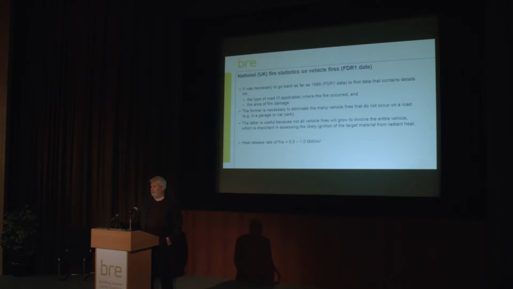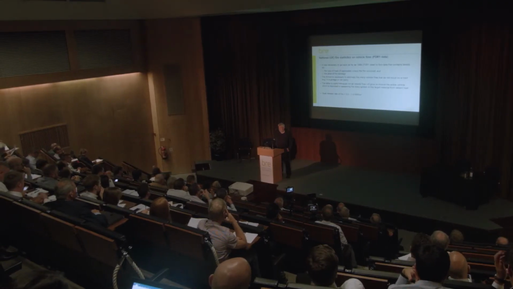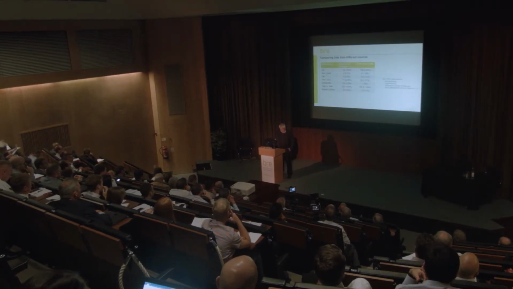So we're looking then at the FDR1 fire stats, and we're also looking at the area of fire damage, which we can then relate to the heat release rate of the fire. Generally around about 0.5 megawatt per square metre is typical for many fires, possibly as high as 1 megawatt per square metre.